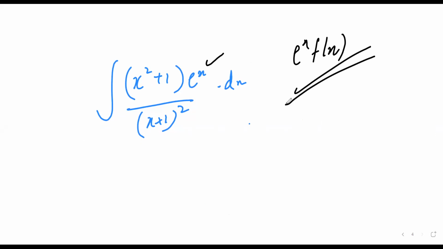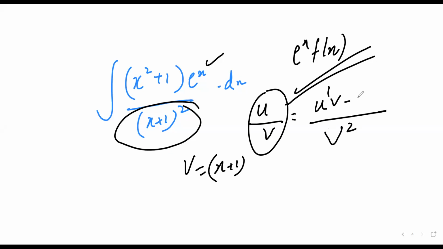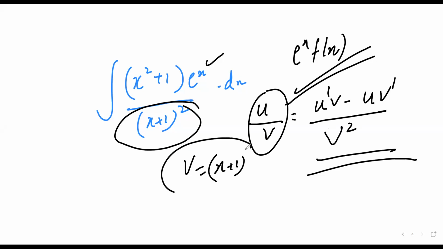And by seeing x plus 1 the whole square, we all know one thing. The u by v rule we all know: u by v square, that is x plus 1 the whole square, if I'm taking v as x plus 1. The u by v rule is u dash v minus u v dash by v square. So if I'm applying here, v is x plus 1, and let me take u as 1.